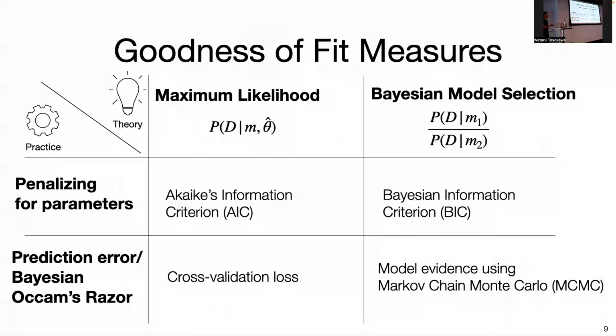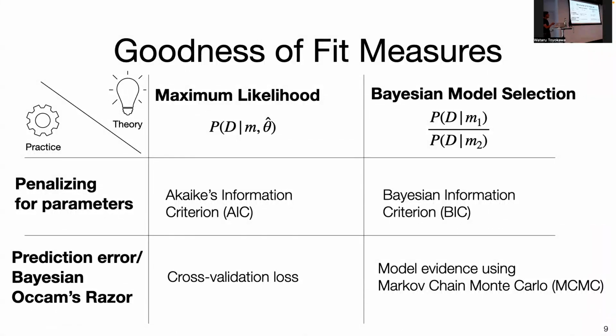And then a different approach is to directly use prediction error, or for instance, with Bayesian Occam's razor, we're trying to do prediction in a Bayesian way. And this also kind of falls under both the maximum likelihood approach and a Bayesian model selection approach. We're going to talk about some of the preliminaries for doing Bayesian modeling with MCMC, but we're going to go into much more detail tomorrow with Lei's tutorial.